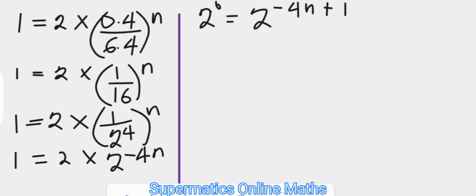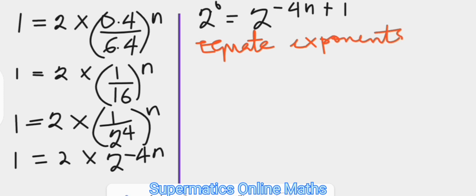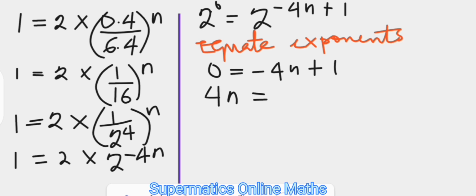Then at this point, since the bases are the same, we can equate the exponents. And equating the exponents will leave us with 0 equals minus 4n plus 1, such that 4n is equal to 1, and n, the power to which Q is raised, is 1 over 4 when we divide both sides by 4.